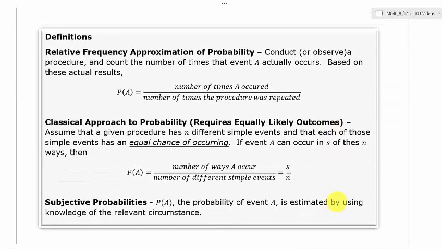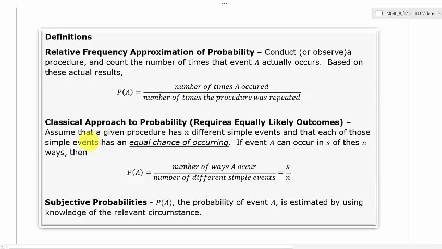So next we have a few more definitions. The first one is a relative frequency approximation of a probability. Here you conduct an experiment or observe a procedure and count the number of times that event A actually occurs, based on these actual results. This is like sitting down with a die and rolling it a bunch of times and keeping a record of how many times you roll, for example, a 3. That's one of the examples that we'll take a look at. So that would be the relative frequency approximation of a probability.